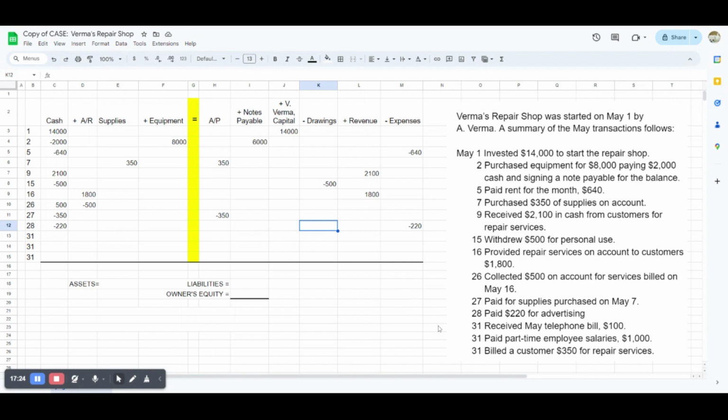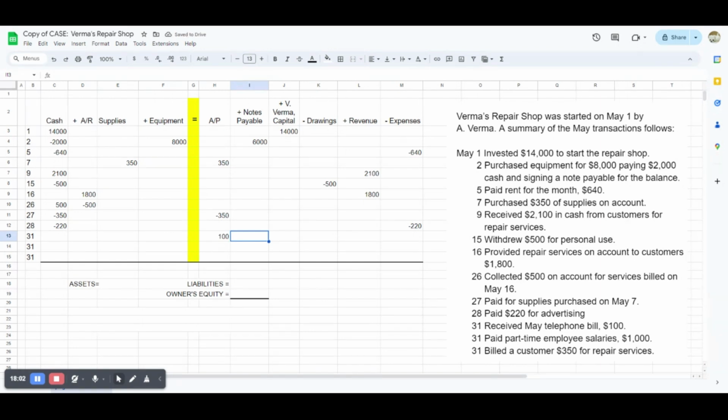Now, for May 31st, there's 3 transactions. Let's just start with the first one. Received May telephone bill, $100. So here, you're not paying anything, but you got a bill. And a bill means you have to pay it later. And whenever you have to pay something later, it's money that you owe, it goes into accounts payable. So now you owe $100.